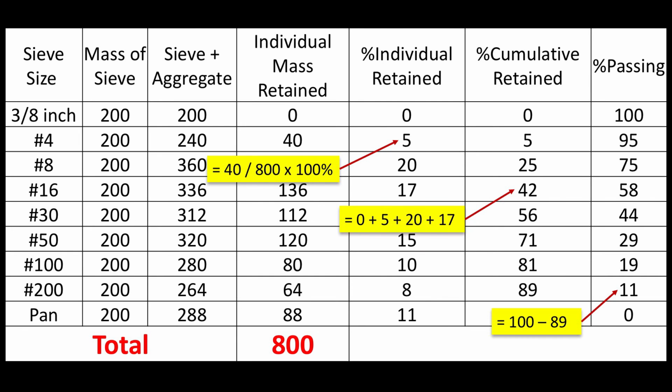Use the individual percent retained values to calculate the cumulative percentage of aggregate retained on each sieve by summation. Finally, determine the percent of aggregate passing each sieve by taking 100 minus the cumulative percent retained.